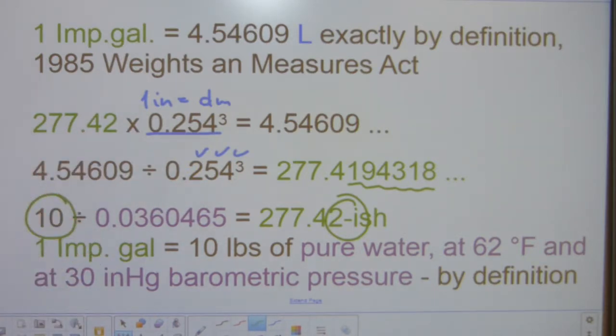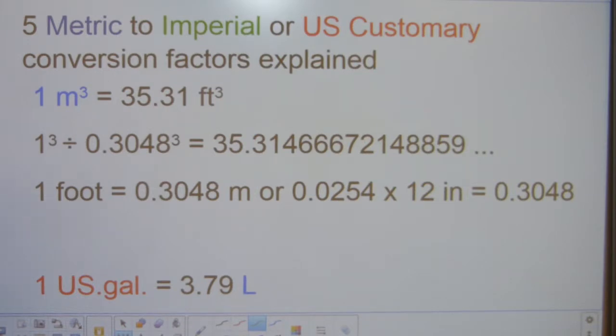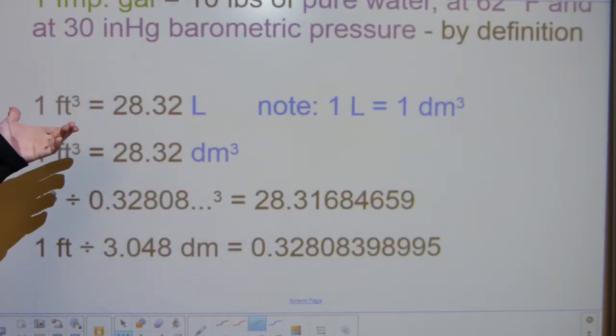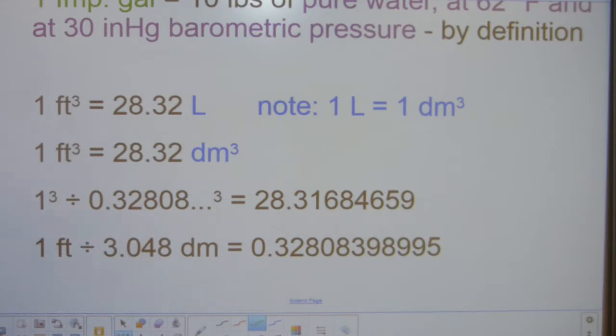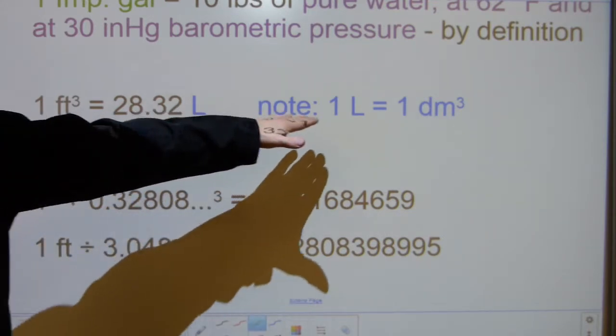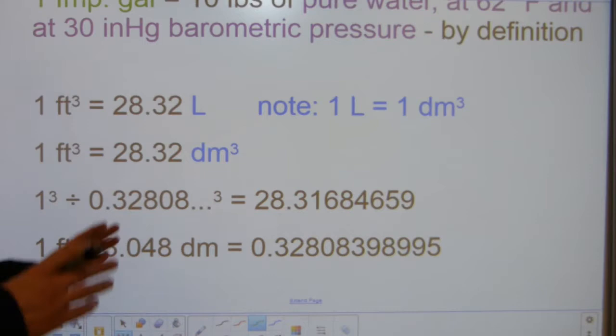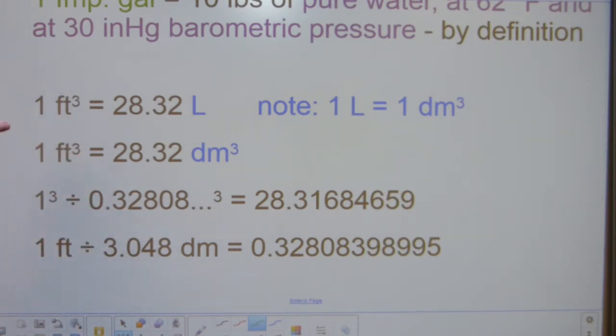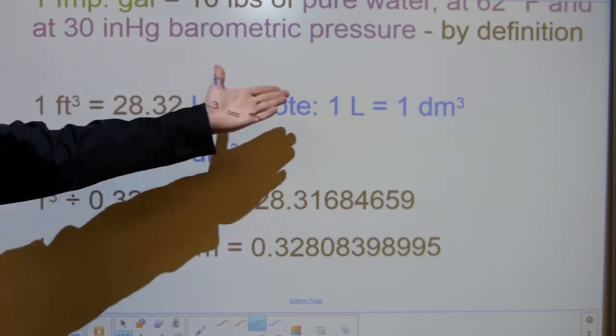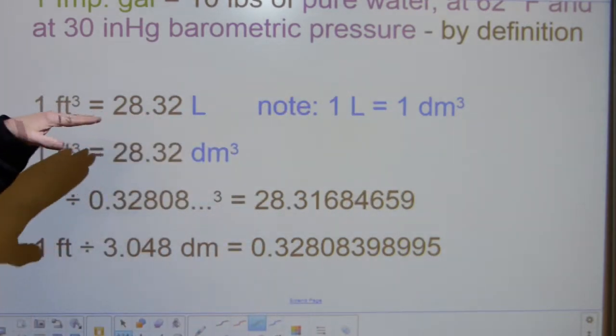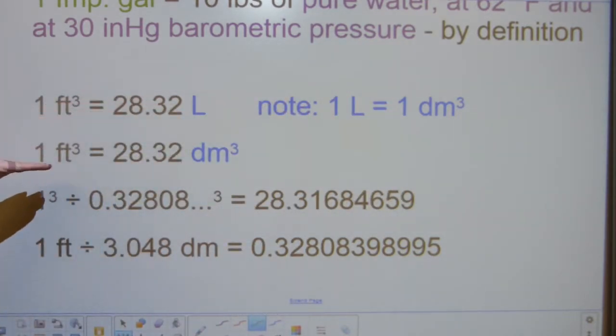Sorry about the long-winded story. That's where this number comes from. Next one is going to be much simpler. Good news. So 1 cubic foot is 28.32 liters. Again, do note that 1 liter is 1 cubic decimeter, but more about it in a minute. And this also means that because it's a 1-to-1 conversion, 1 cubic foot is so many liters, because 1 cubic foot is so many cubic decimeters.